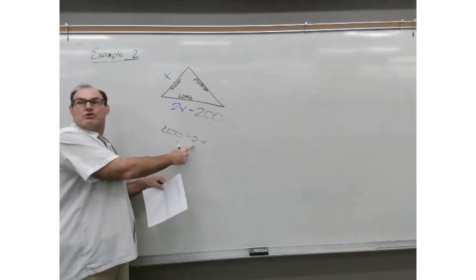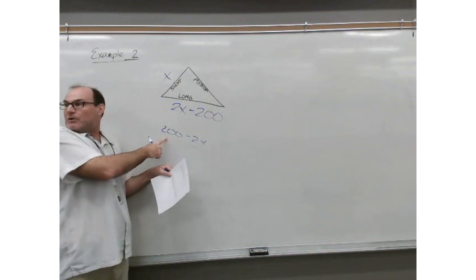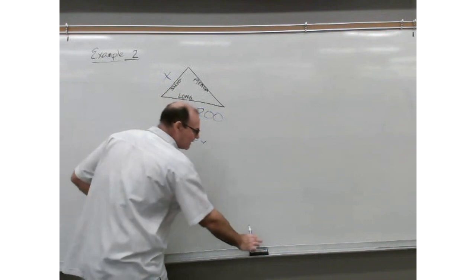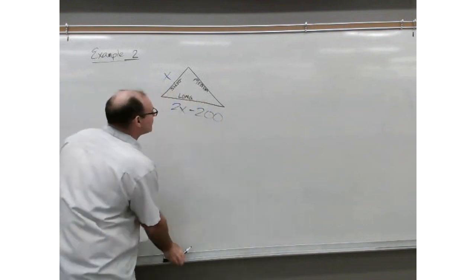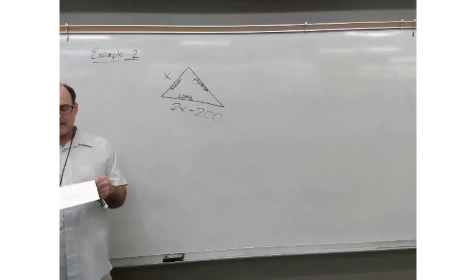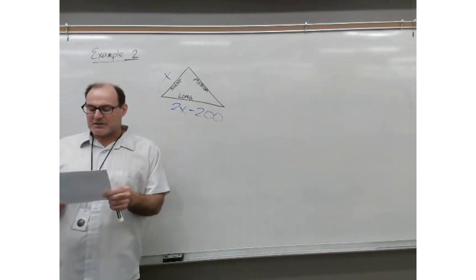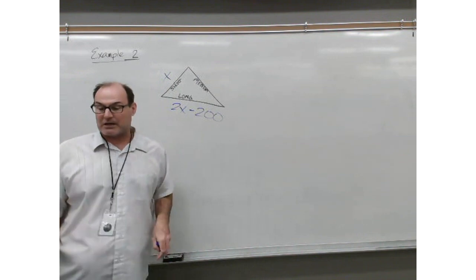This is 2x less than 200. So there's an implied order with subtraction. You've got to be a little bit careful. Okay, fantastic. Now, once we know the long side, it says the middle side, or the medium side as I've labeled it on the board, the middle side is 200 feet less than the long side.